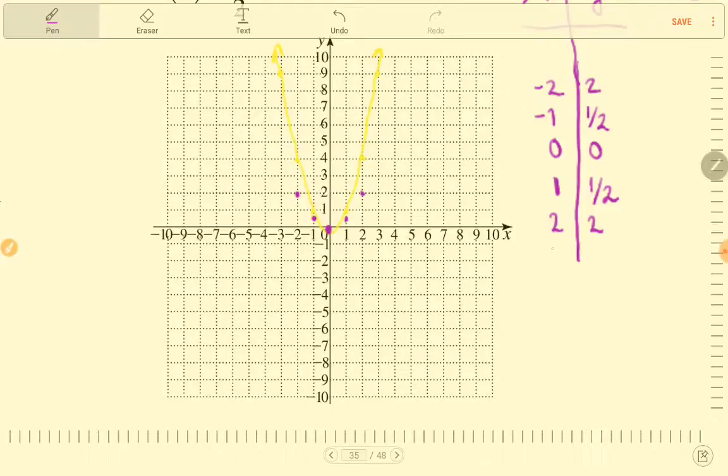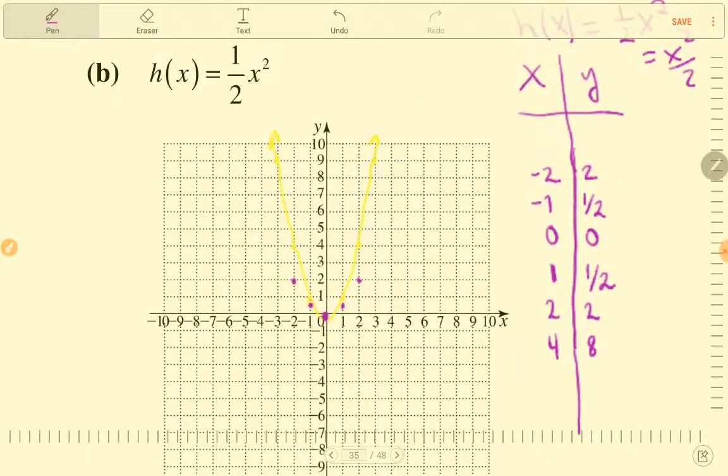Let's put in 4. 4 squared is 16. Half of 16 is 8. -4 squared is positive 16. Half of 16 is 8. Right? So 4 and 8, -4 and 8. Right, so now we can make our graph.